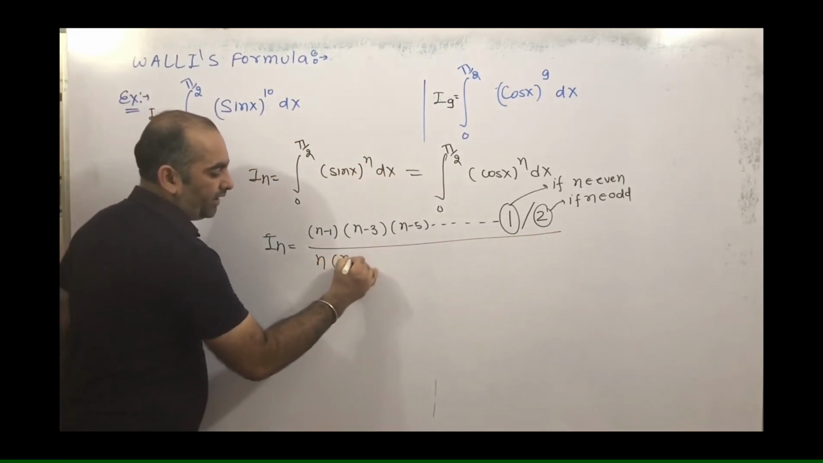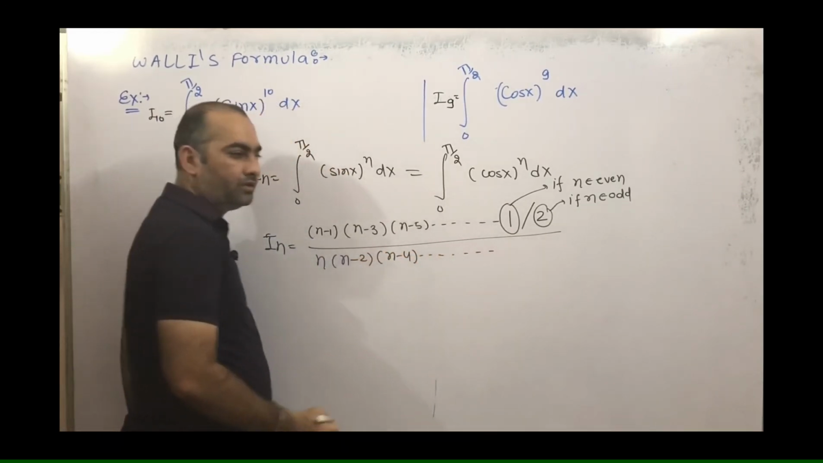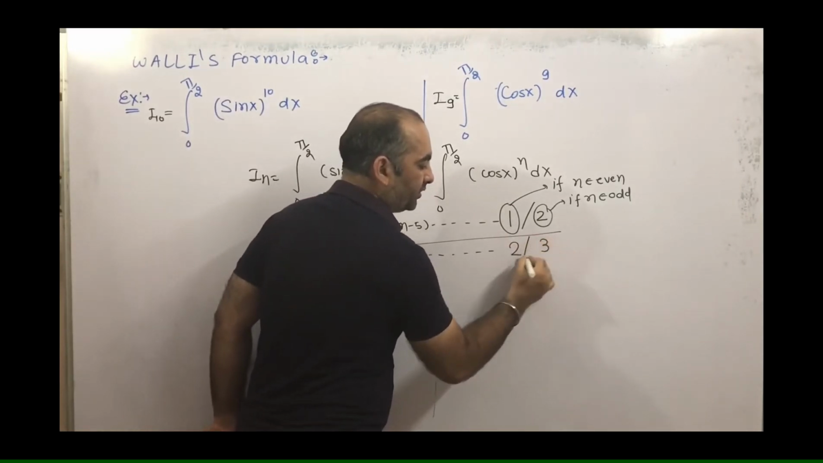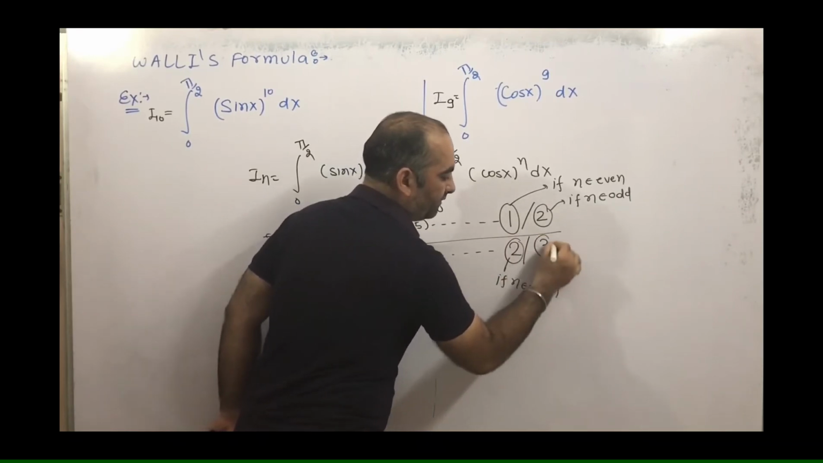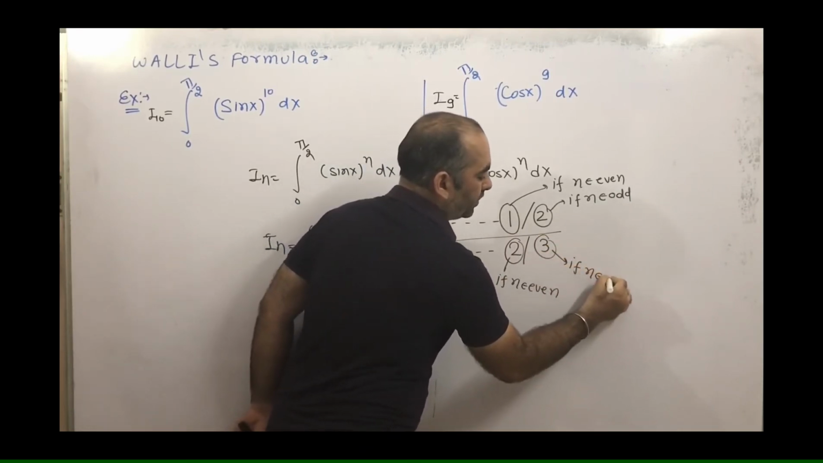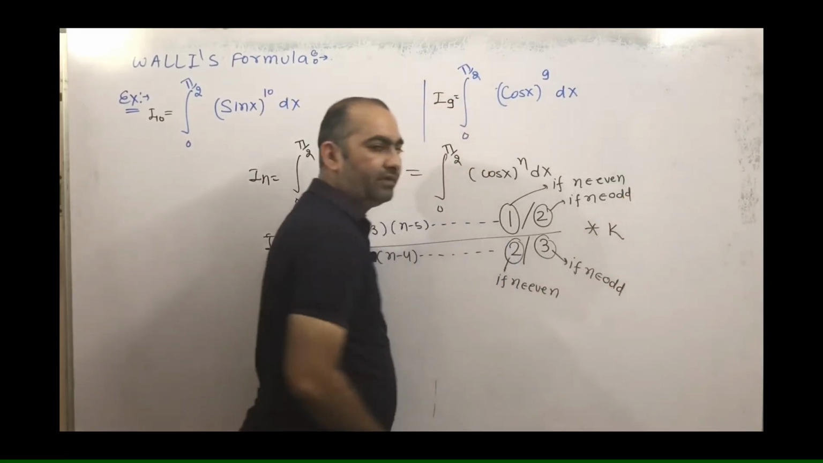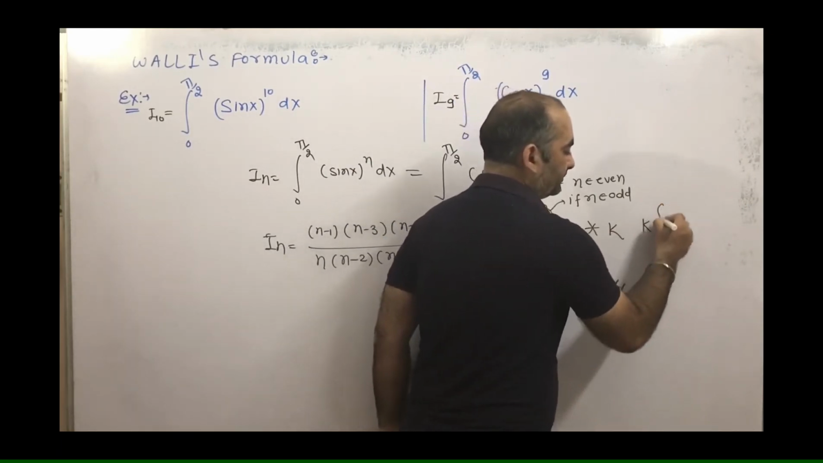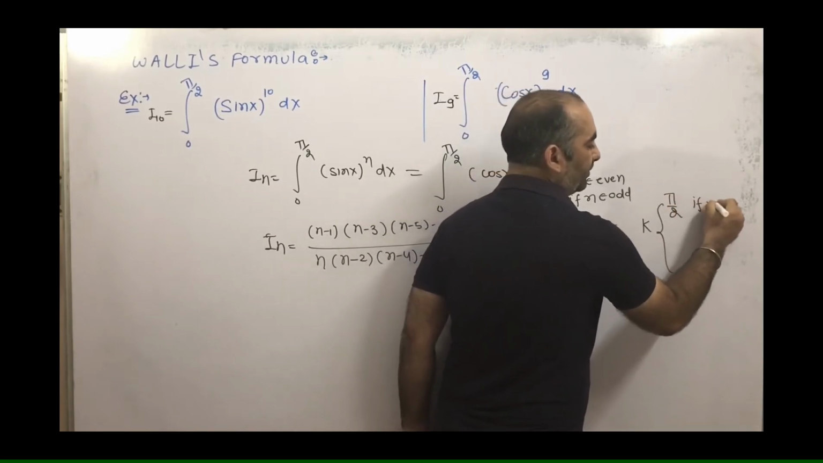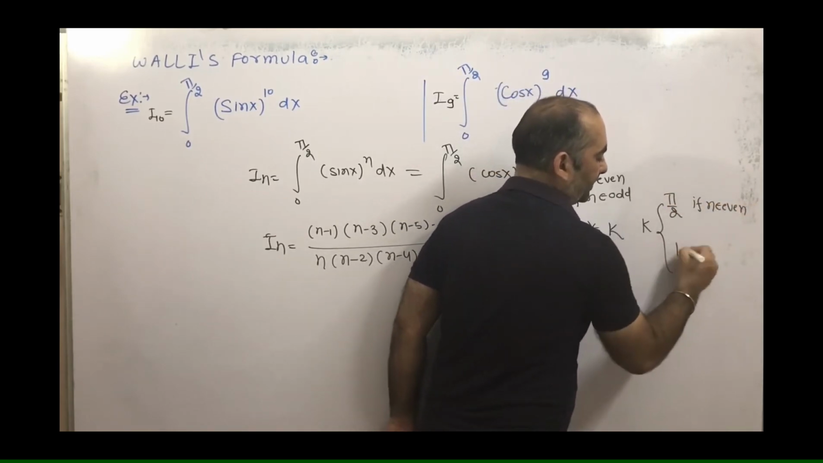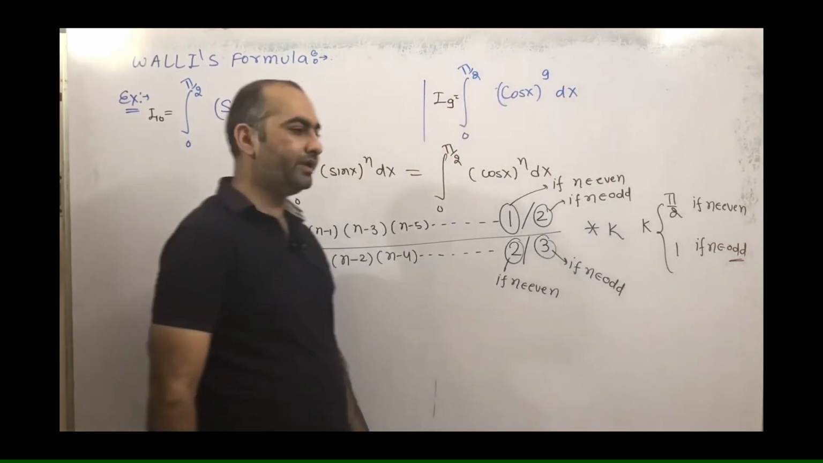Divide by the denominator. What will come? n into n minus 2 into n minus 4 until dot dot dot. Either 2 will come or 3 will come. 2 will come if n belongs to even, 3 will come if n belongs to odd. Into k. What is the k value? k will be pi by 2 if n belongs to even, and 1 if n belongs to odd. So this formula will come.